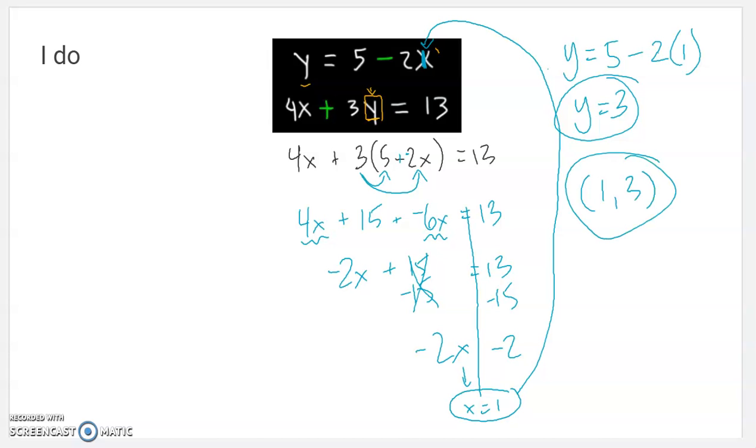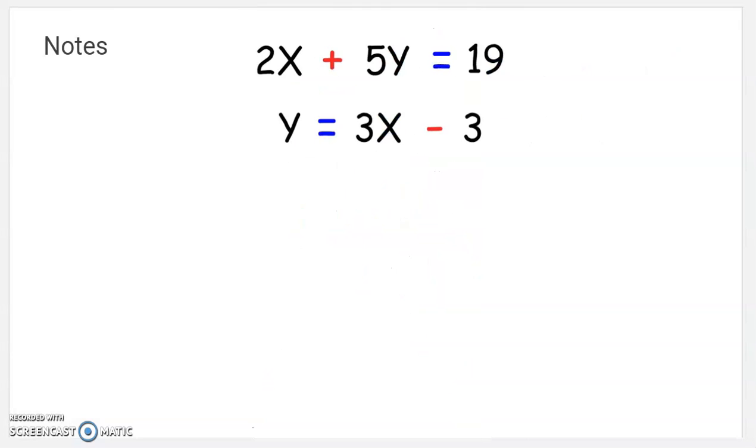So, pretty cool little method. I know y is equal to this, so I'm going to replace y or substitute for y. And then I only have x's. Pretty clever tactic. Let's do one together. Open your notebook up and write this system of equations down. And we're going to solve this one with the substitution method.